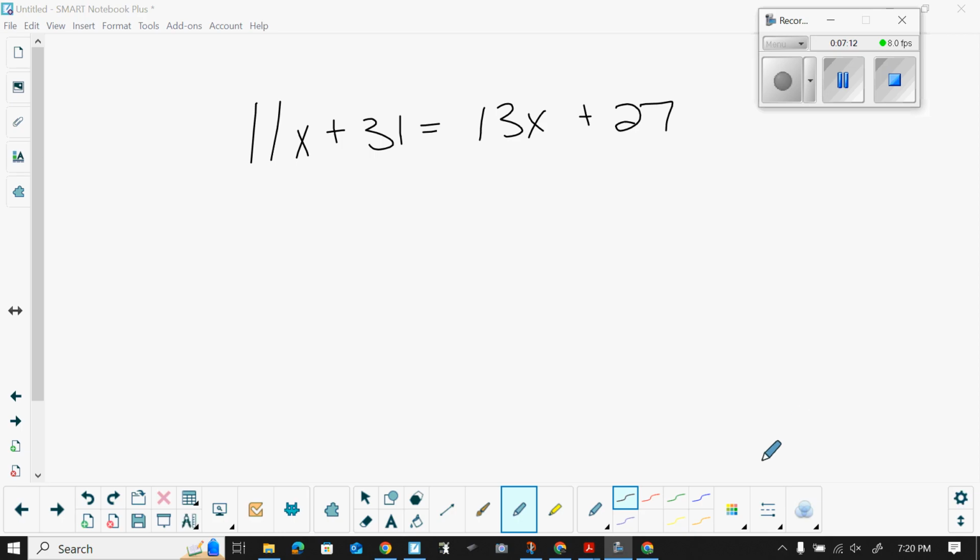With this question, again, just like the last one, I could start it any way that I want. I could get rid of this 11x by subtracting it. I could get rid of this positive 31 by subtracting. I could get rid of this 13x by subtracting. Or I could get rid of the 27 by subtracting. Since they're all positive, I could subtract any one of these to get rid of it.